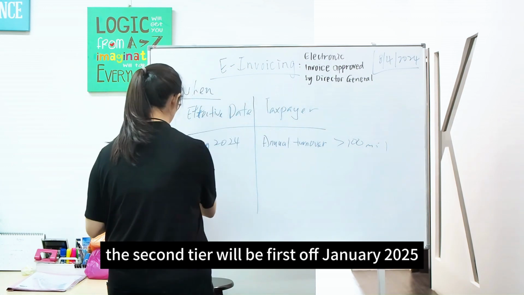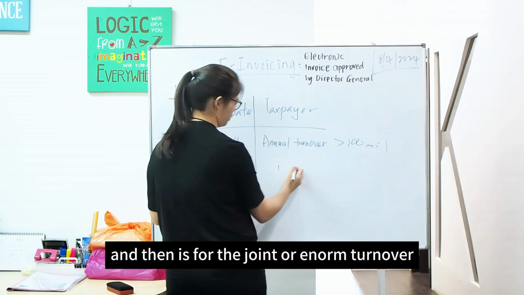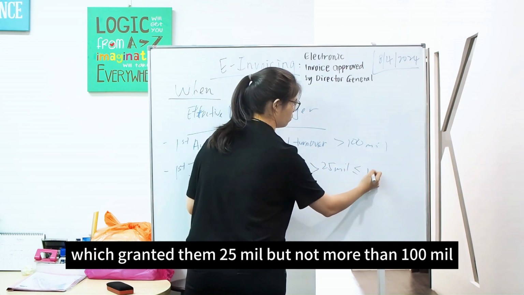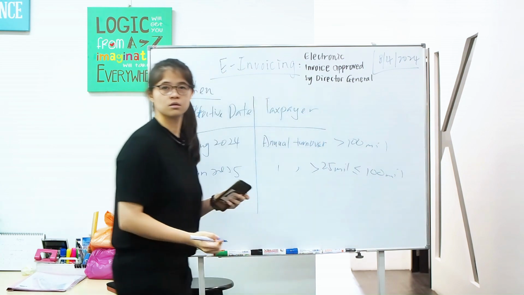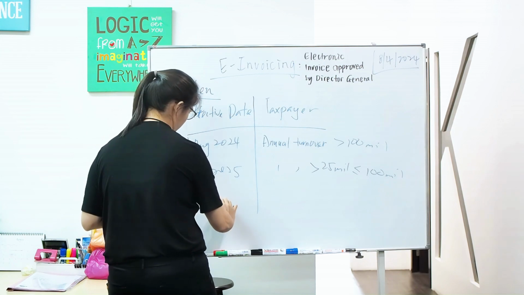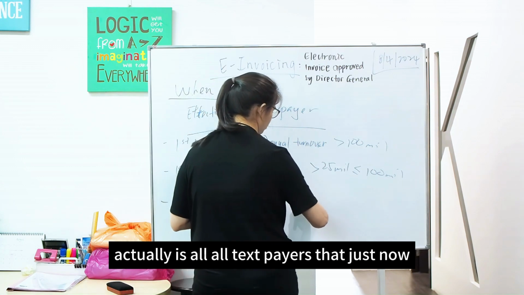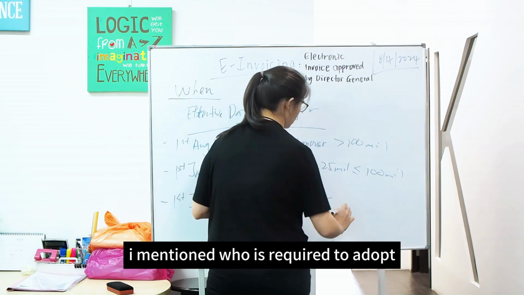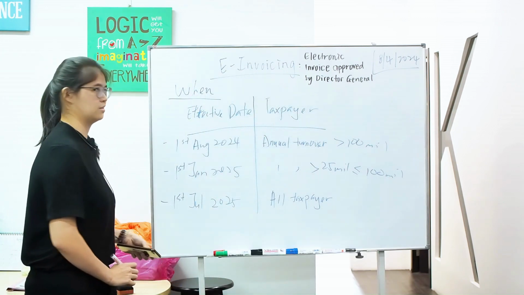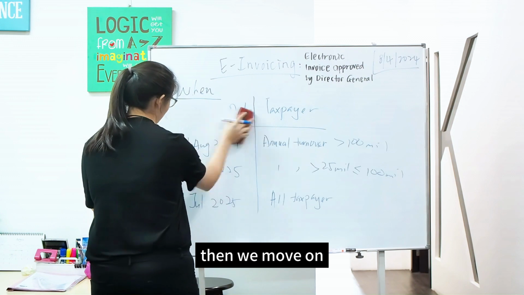Okay? The second tier will be 1st of January 2025, and it's for annual turnover greater than 25 mil but not more than 100 mil. Okay? The last one is 1st of July 2025. Actually, it's all the taxpayers I just mentioned who are required to adopt, they need to adopt by this date. Can? Then we move on. Okay.